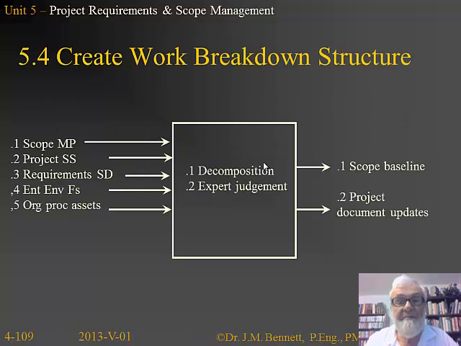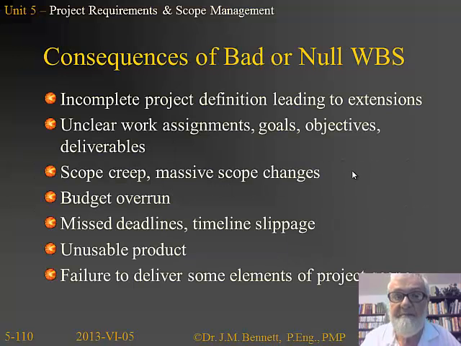Okay, so 5.4 looks something like this. The input is the scope management plan and the project scope statement and the requirements specification document, plus enterprise environmental factors and organizational process assets. Then we're going to do the decomposition as best we can, and then we're going to output the actual scope baseline, the work breakdown structure itself, and the project document updates.